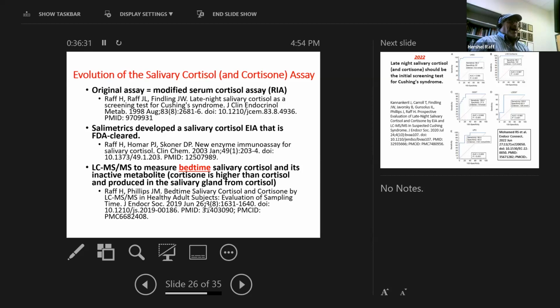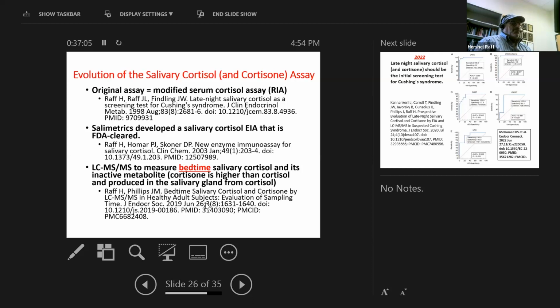And they got it FDA cleared, which, as you know, for billing purposes is really, really critical. But then the English group suggested, well, if we measure cortisol and cortisone, now I'm not going to go into a 15-minute discussion of the biochemistry of cortisol metabolism, but it turns out that most of the cortisol that gets into the salivary gland is actually converted to its inactive metabolite cortisone. So cortisone is 8 to 10 times higher, therefore easier to measure, therefore more precise.